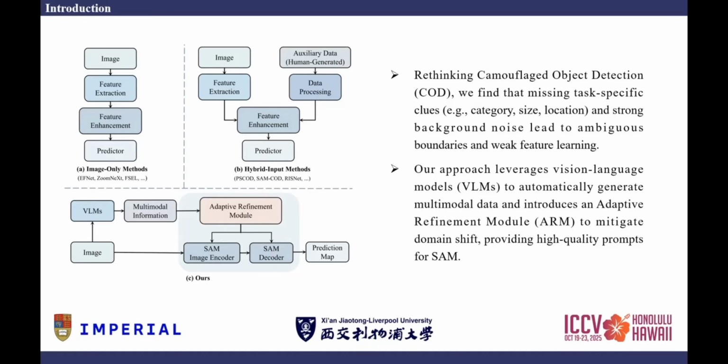To address these issues, our approach makes use of vision language models to automatically generate multimodal information. On top of that, we introduce an adaptive refinement module, which helps to reduce the domain shifts and provides high-quality prompts for SAM.